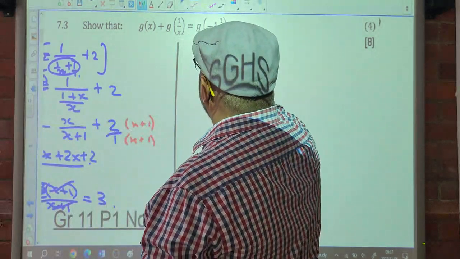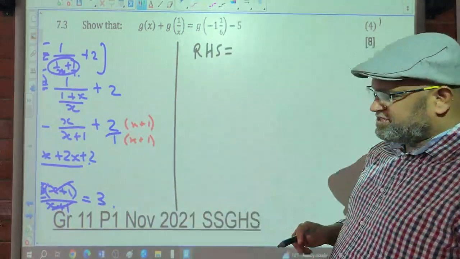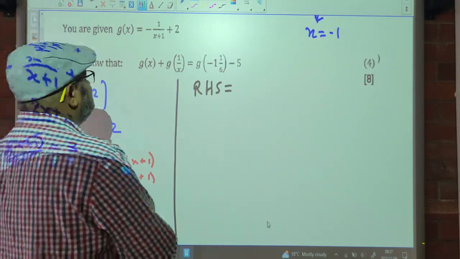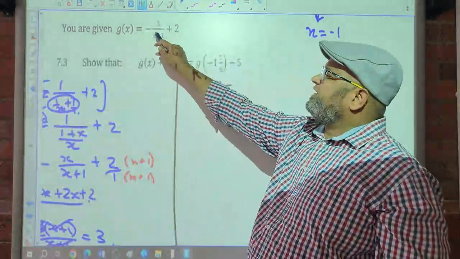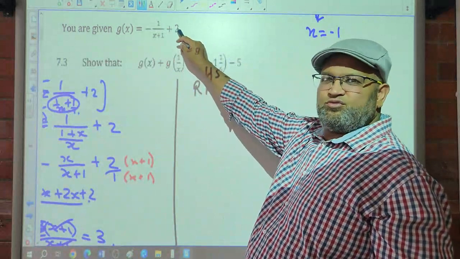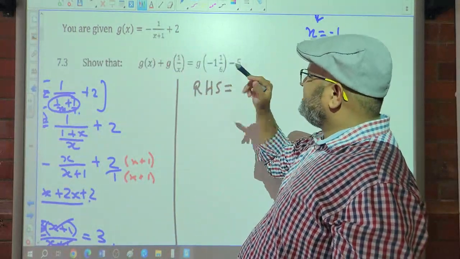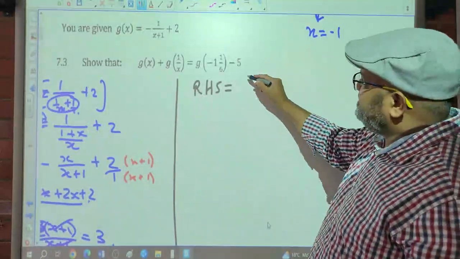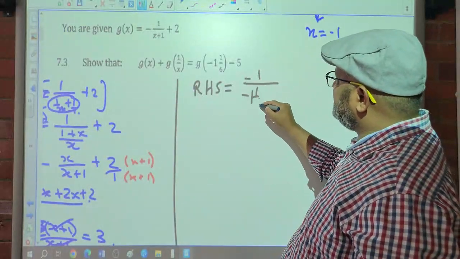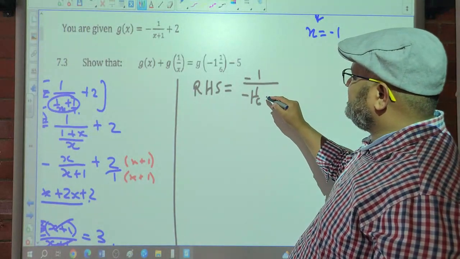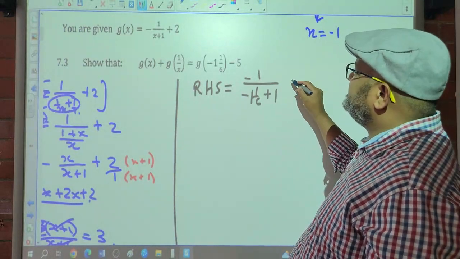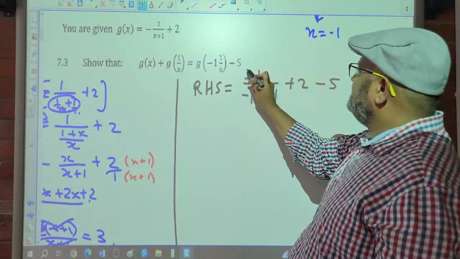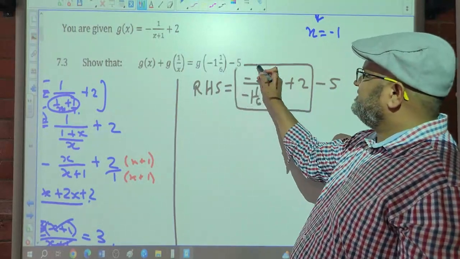The right hand side. So what did we say? What is x? g of x is negative 1 over x plus 1, plus 2. So g of negative 1 over 6: wherever I see an x, I put negative 1 over 6. So it's going to be negative 1 over negative 1 over 6 plus 1, plus 2. I could have substituted the plus 2 minus 5. So this here is that part only.